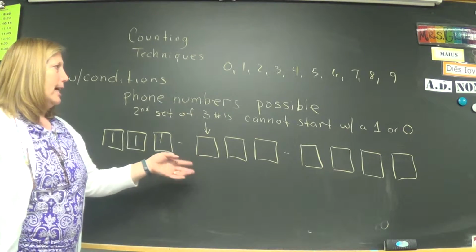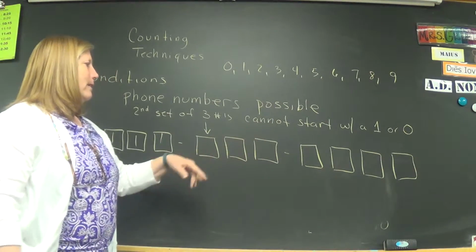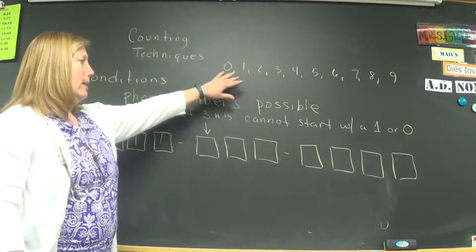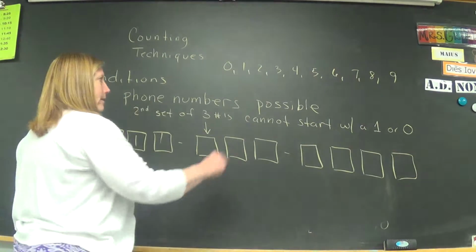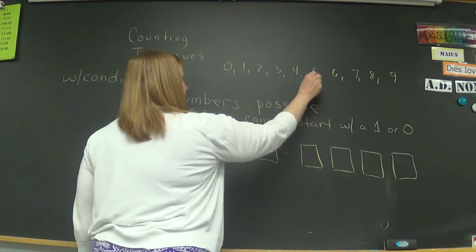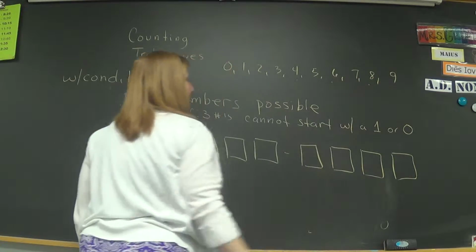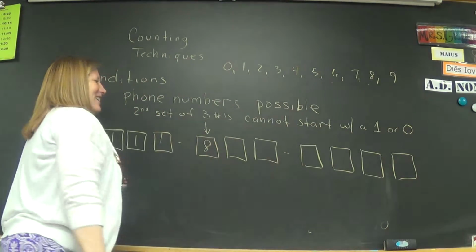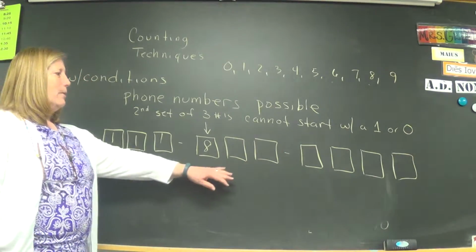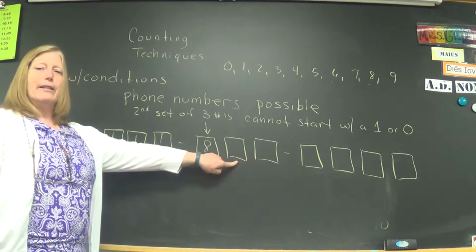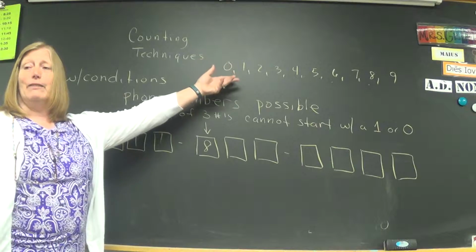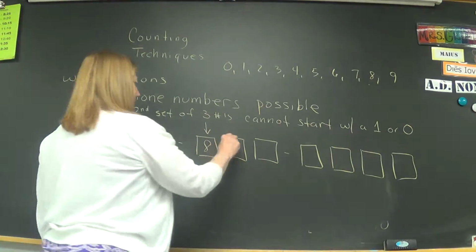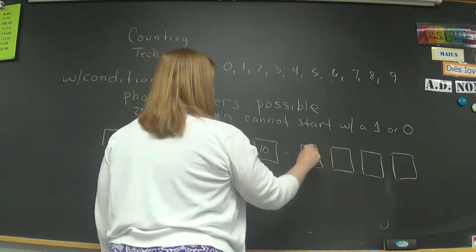So how many ways, Allie, could we fill this box if we can't use 0 and we can't use 1? 7. Count them. No. That's why I wrote them up. There's a 0. Yeah, so there's 8. All right. So now, how many ways can we fill in the next box? There are no restrictions. It can be any of those numbers. So there's 10. Yeah, and so forth.